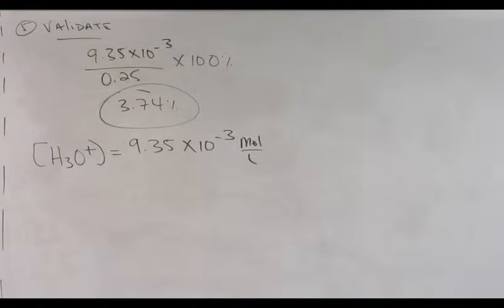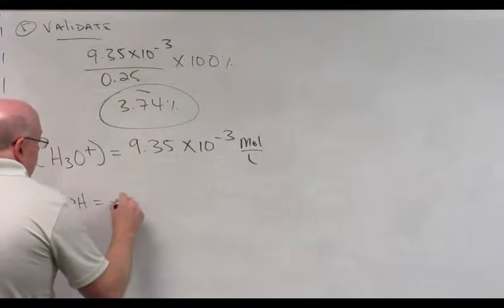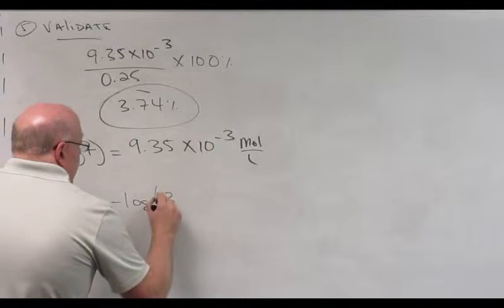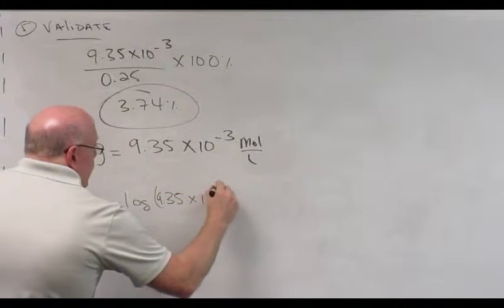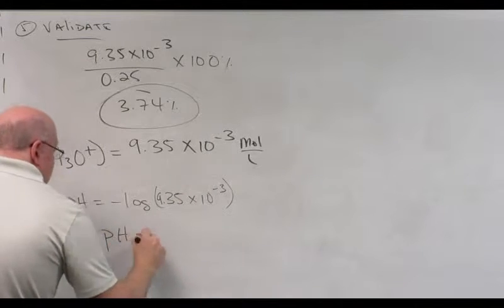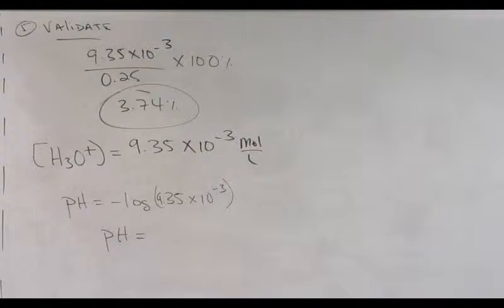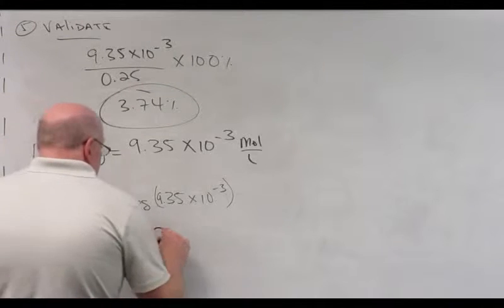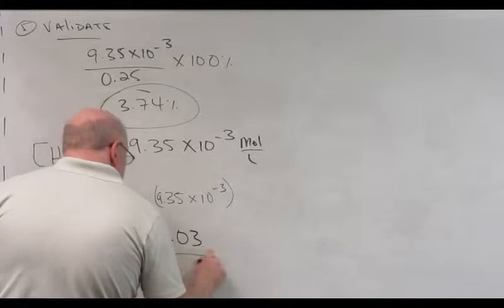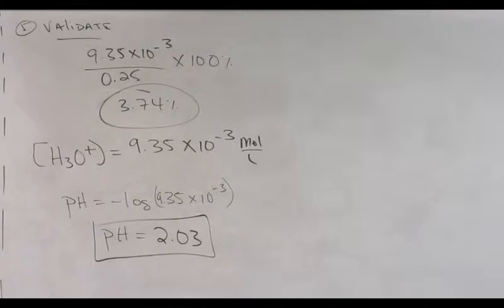One other part of this question is, you found the hydronium ion concentration. They may ask you, what's the pH of the solution? You have it right here. Knowing that it's to the minus third tells me that the pH should come out somewhere around 3. It comes out to 2.03. And that's your pH of that solution.